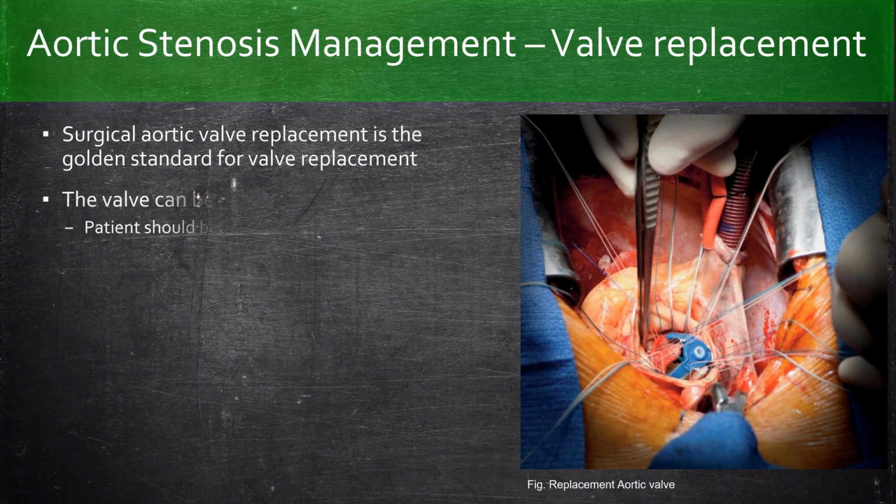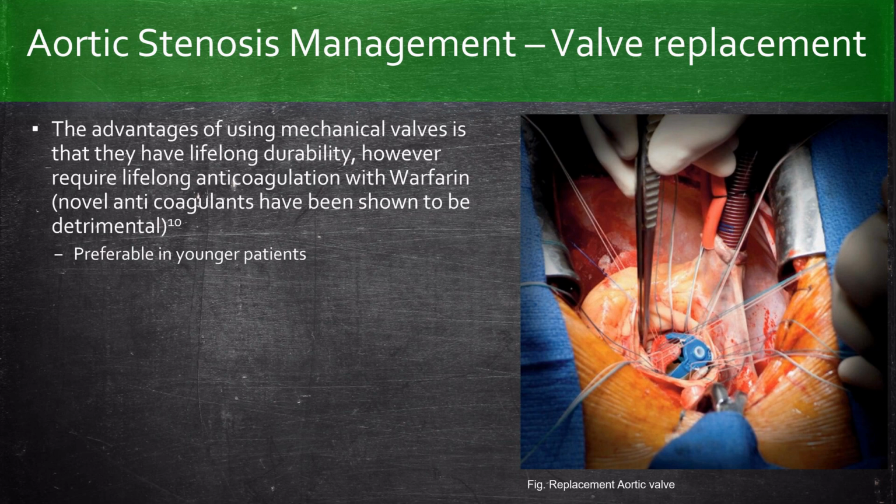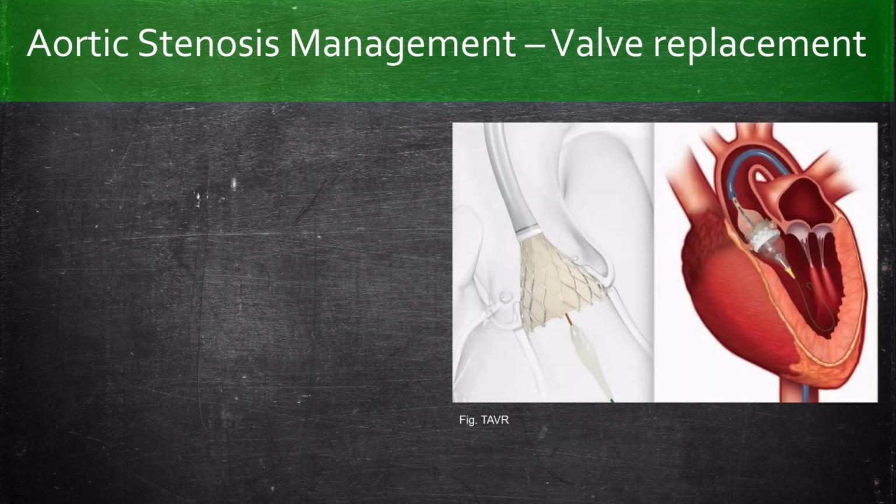Valves can be biological or mechanical. The plus side of mechanical valves is that they have lifelong durability. However, they require lifelong anticoagulation with warfarin. This option is therefore more preferable in younger patients. Biological valves, on the other hand, require no warfarin. However, they are more likely to degrade, requiring replacement. Due to their animal origins, they are also not accepted in certain religions. The TAVI procedure can also be used to replace the aortic valve and is less invasive than normal valve surgery.